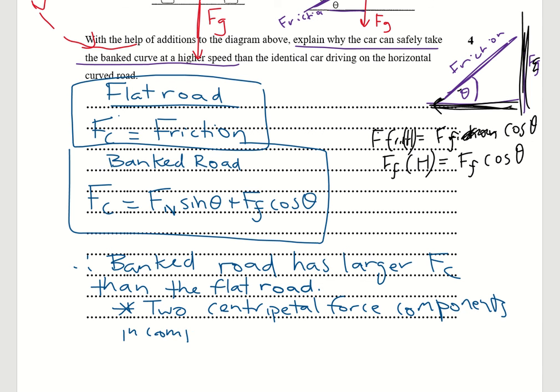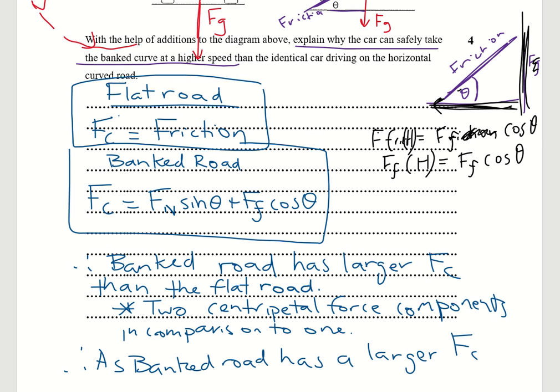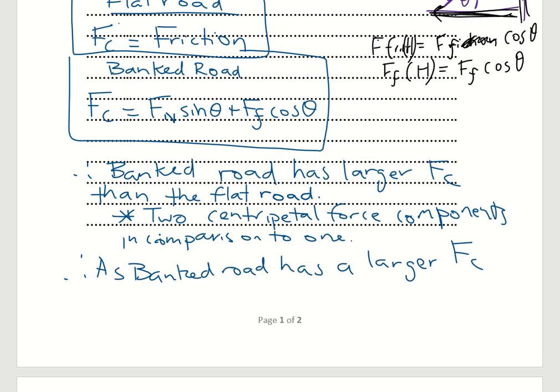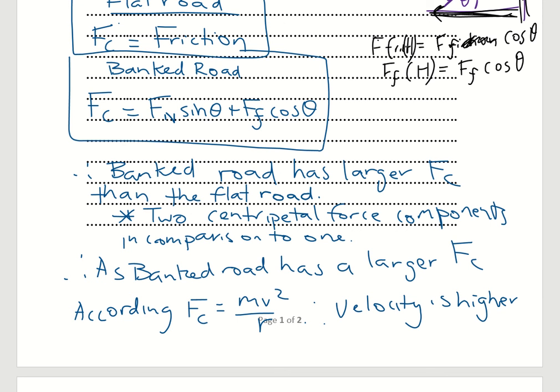In comparison to one. Therefore, as the banked road has a larger centripetal force, according to our formula of centripetal force, F equals mv squared over r, therefore velocity is higher and safer on a banked curve or road.